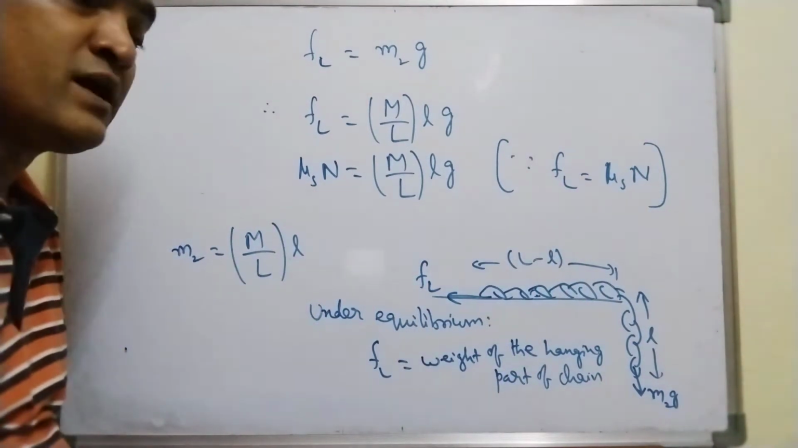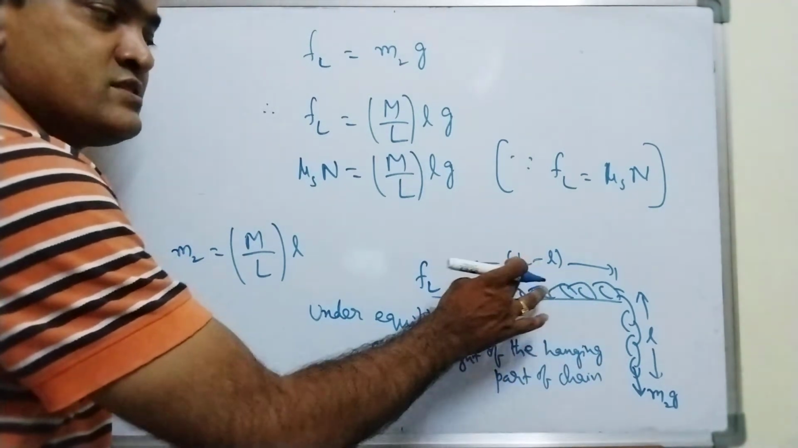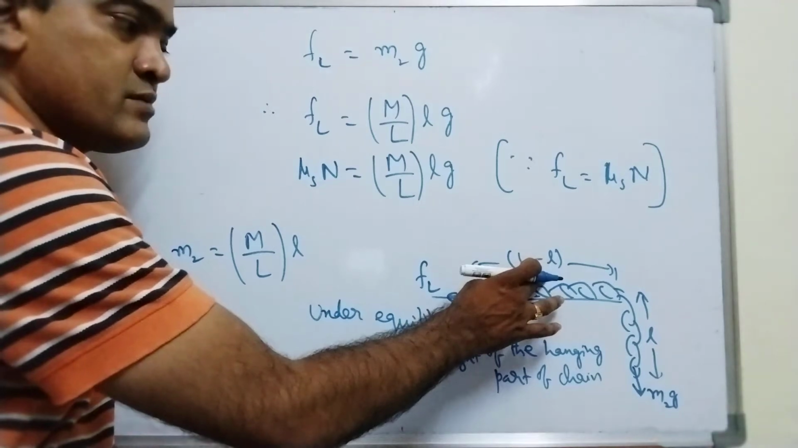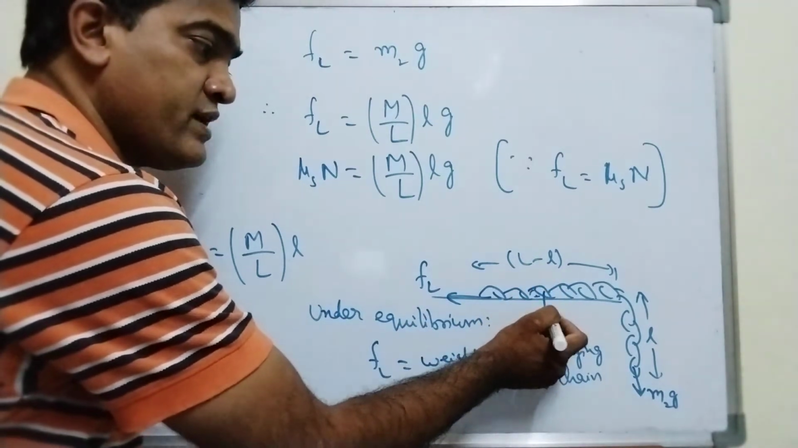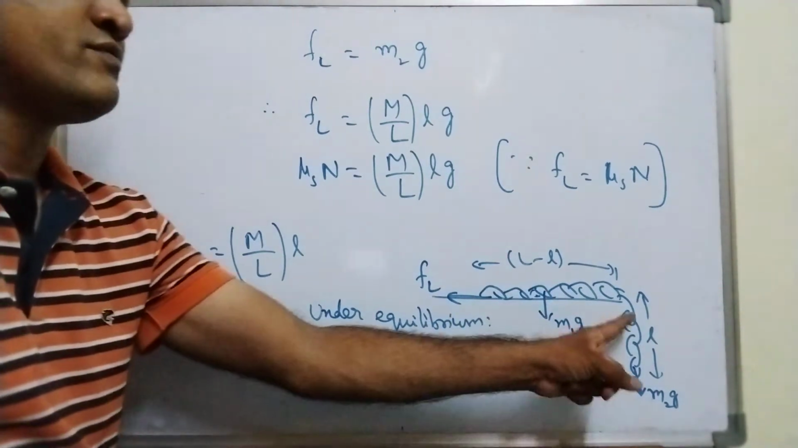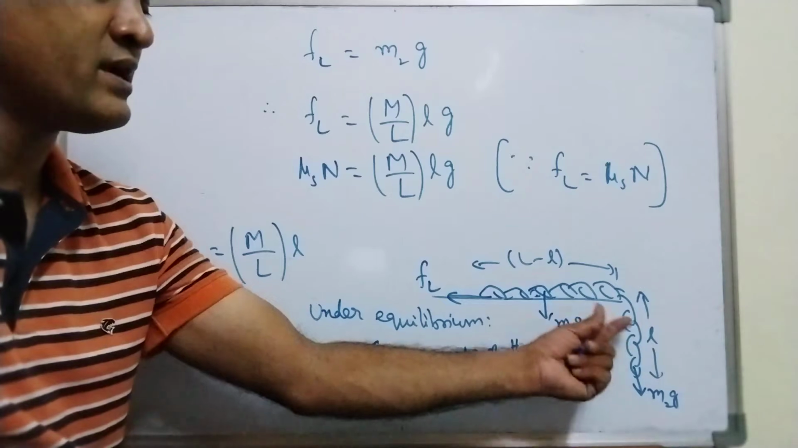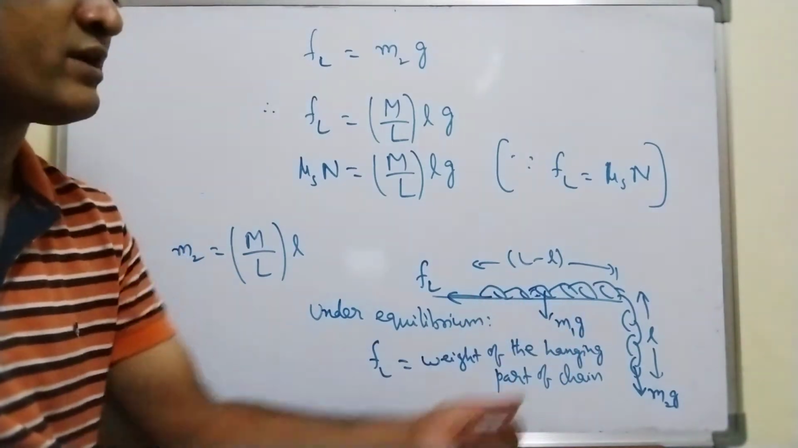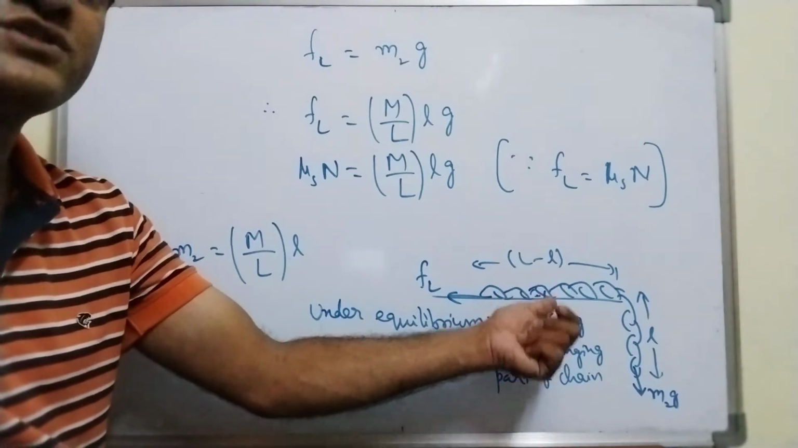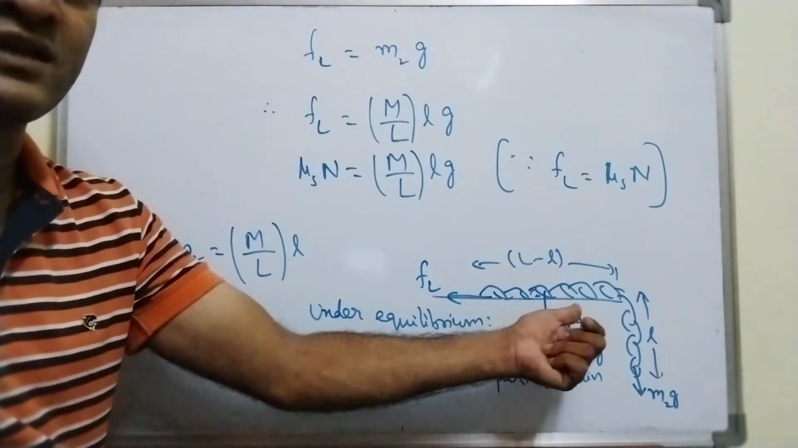Now, which part is lying on the table? The part of length L minus l is lying on the table. Its weight is M1g, is it not? This weight is M1g because M2 part is hanging from the table and M1 part is lying on the table. So M1g is the weight of the chain acting vertically downwards.